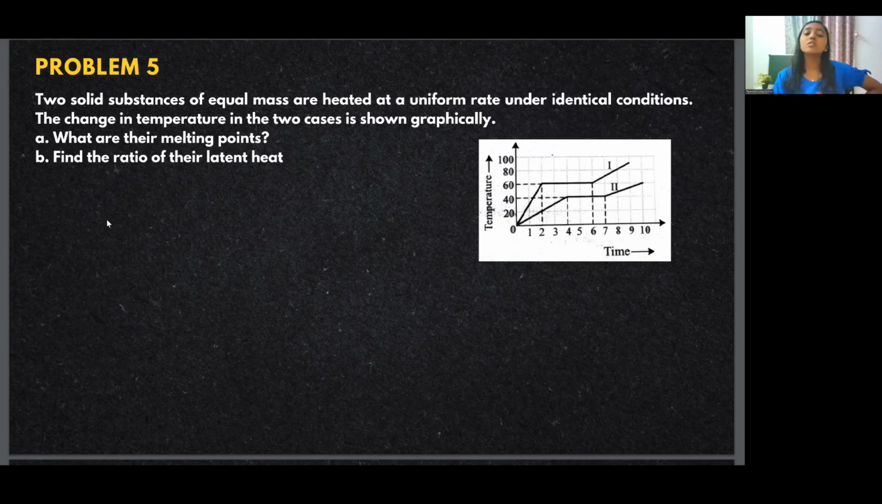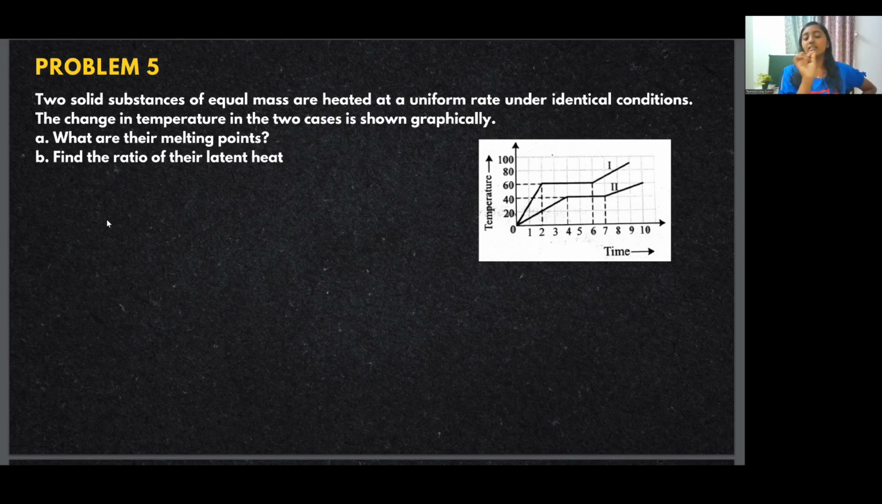So two solid substances of equal mass are heated at a uniform rate under identical conditions. The change in temperature in the two cases is shown graphically. So क्या करना है आपको? पहले ग्राफ को गौर से देखना है और समझना है. So they're asking you, first bit says what is the melting point, second bit says find the ratio of the latent heat.